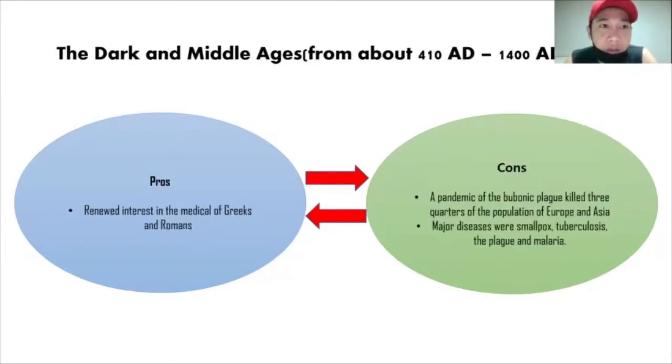Next is the Dark and Middle Ages, from about 410 AD to 1400 AD. At this time, people renewed interest in the medicine of the Greeks and Romans. For the cons, a pandemic of bubonic plague killed three-quarters of the population of Europe and Asia. Plus, the major diseases were smallpox, tuberculosis, the plague, and malaria.